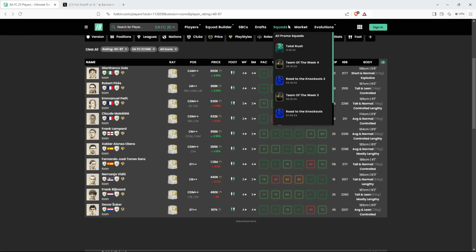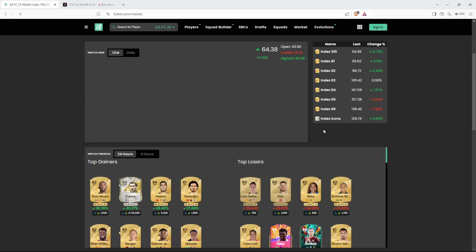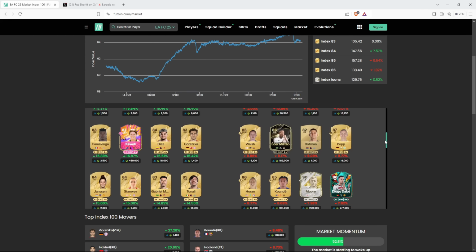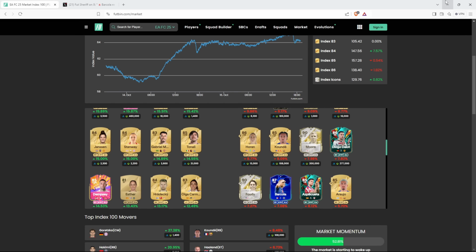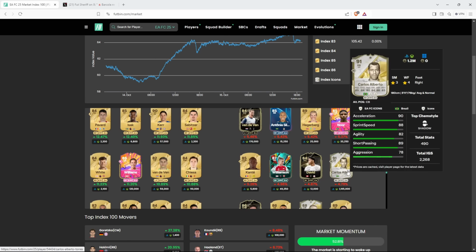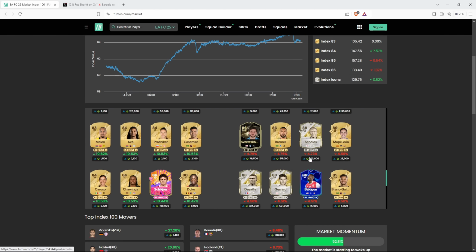And by the way, go to market right here, go to index 100. Tomorrow after content, you're going to see on the right side of your screen right here the most icons that have dropped in price. For example, Bobby Moore -8%. We have the American center mid -7%. We have Carlos Alberto -5%. Paul Scholes -5%. Tomorrow after content, you're going to see -10, -15, -20.